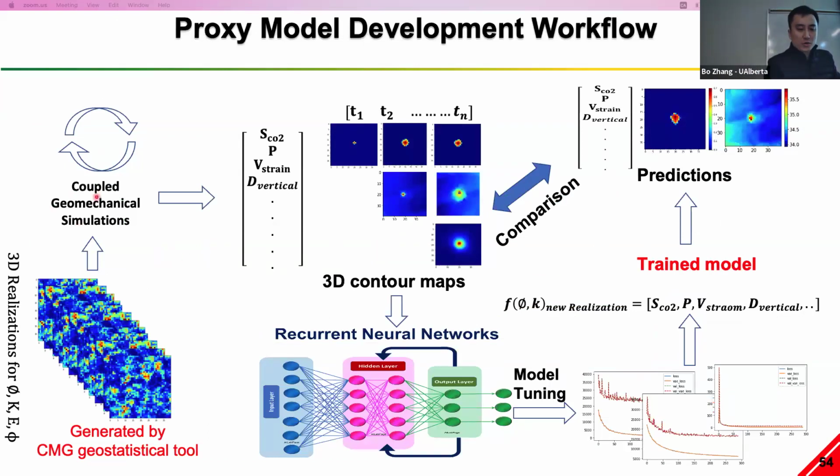So the proxy models would be, after we run the reservoir geomechanical simulation, we have outputs for both the CO2 plume, pressure, volumetric strain, and vertical displacement. And he used the RUNet to generate the proxy models. And after model tuning, it is possible for us to match the proxy models with the simulations.